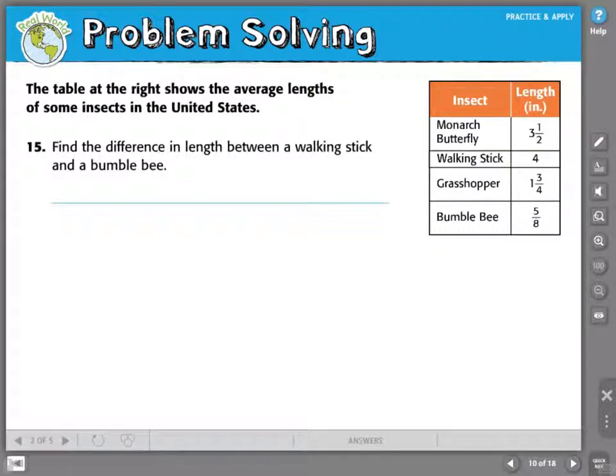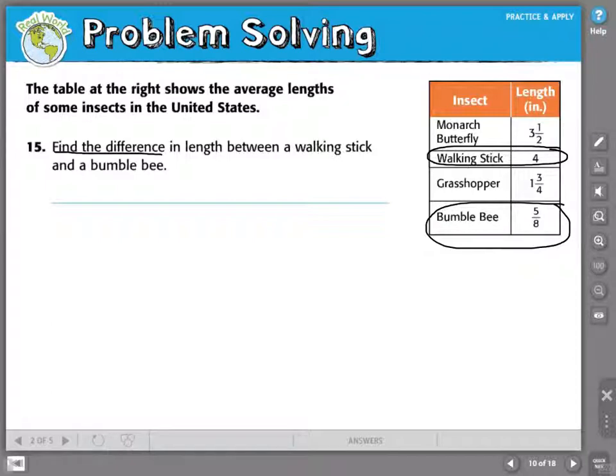One more example today. This one is a little bit tricky. The table at the right shows the average length of some insects in the United States. Find the difference in length between a walking stick and a bumblebee. I know here that this word problem is asking me to find the difference. That means I will be subtracting. Let me take a look at my table.